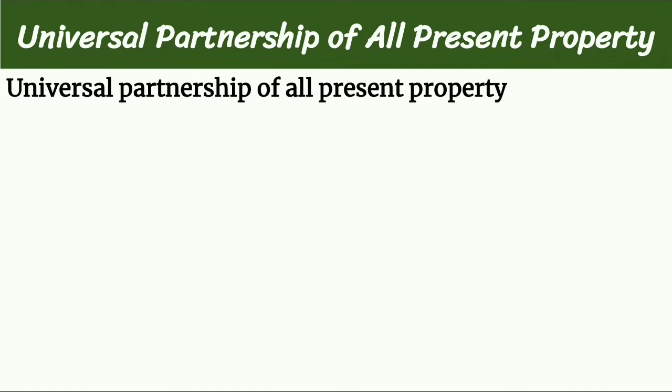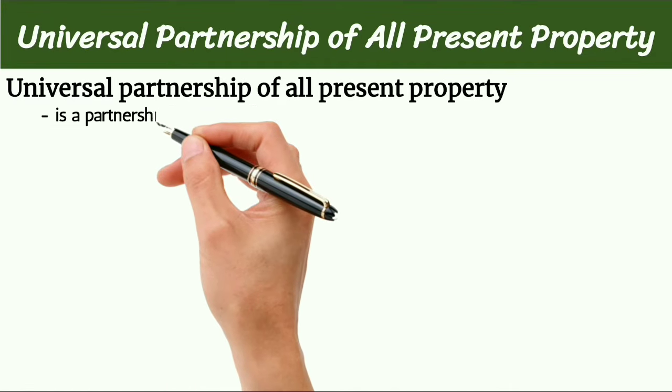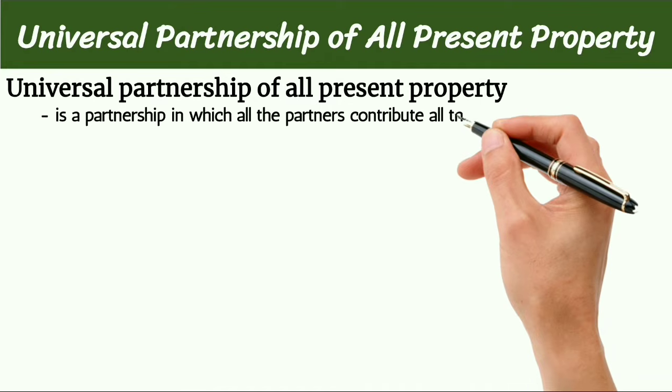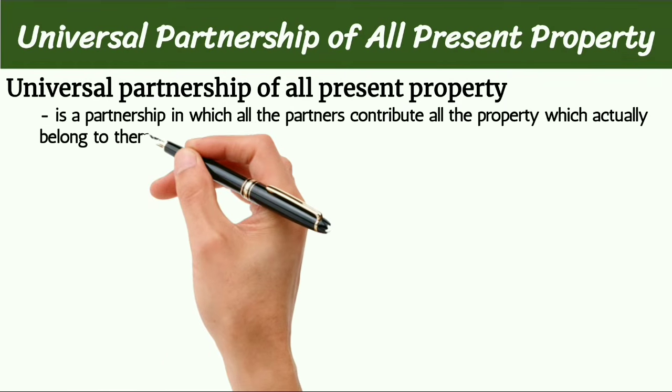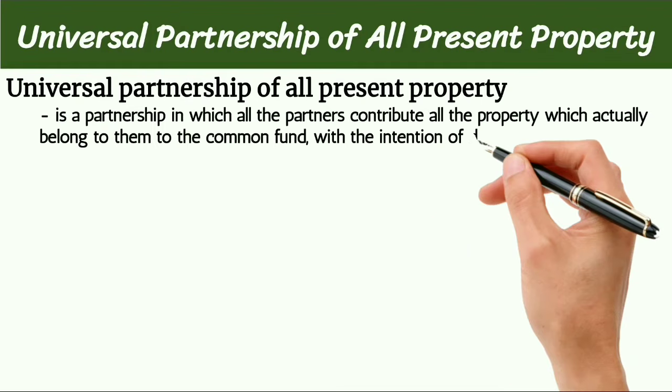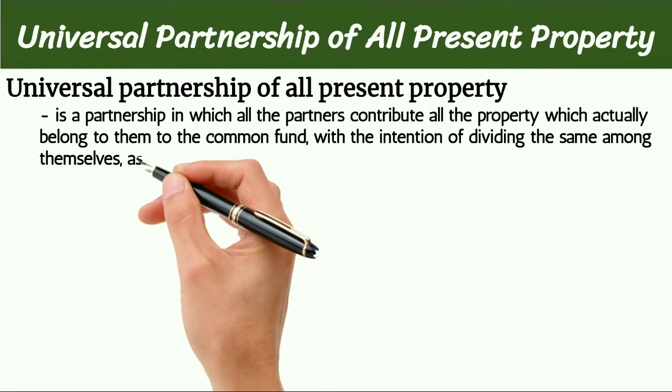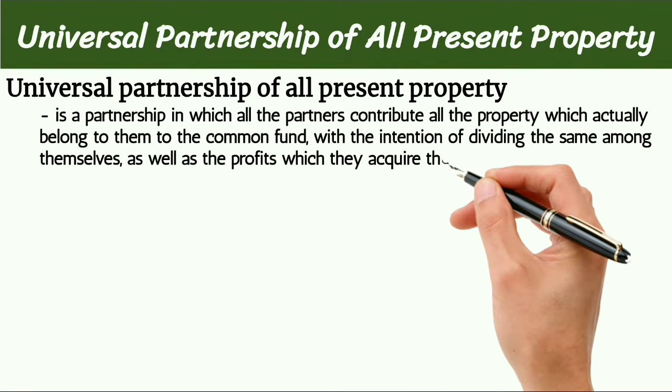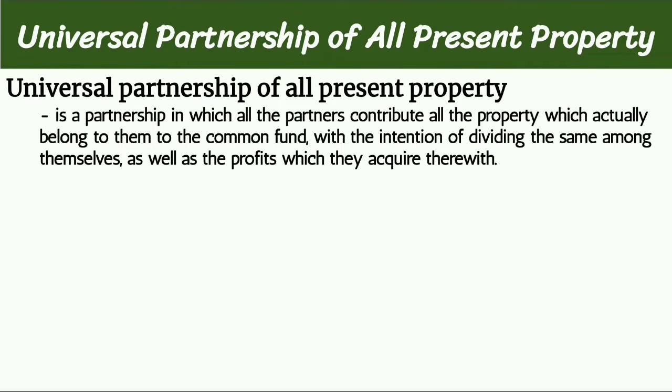When we say universal partnership of all present property, this is a partnership in which all the partners contribute all the property which actually belong to them to the common fund with the intention of dividing the same among themselves as well as the profits which they acquire therewith. Meaning to say, kaya tinawag na universal partnership of all present property kasi i-contribute ng partners yung lahat ng kanilang present property. So, ganon lang kasimple yung explanation sa universal partnership of all present property.